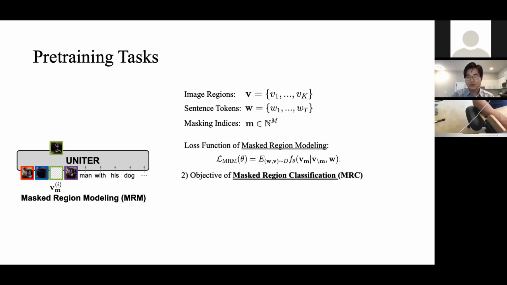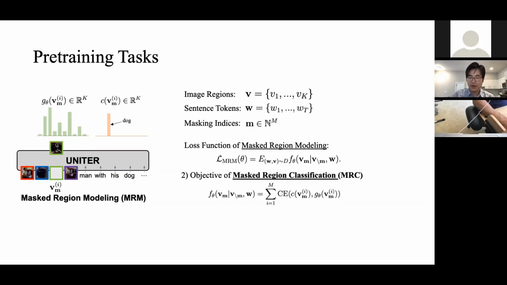Or we could do the mask region classification. This time we try to predict the probability of the object class from the transformer. So in this case, we're going to have a distribution over all the object classes from the transformer. Similarly, the Faster R-CNN would also output some probability. If we pick the peak one, which is the most confident category from the Faster R-CNN, in this example, it told us it should be a dog. Then we could apply the cross entropy to help our transformer output learn the object class category from the Faster R-CNN prediction. That's the mask region classification.